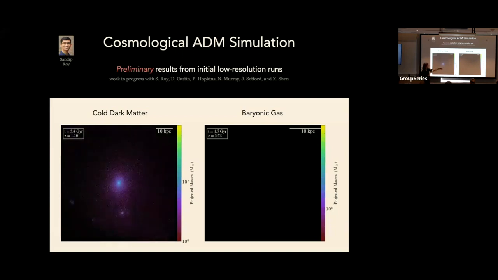Then on the right, I'm going to show the baryonic gas in the simulation. You can start seeing that gas is much more complicated. It gets shock heated. It's collapsing, forming the central disk in the galaxy. You see a satellite coming in with its own gas, which gets accreted onto the main disk here. And this just keeps going.